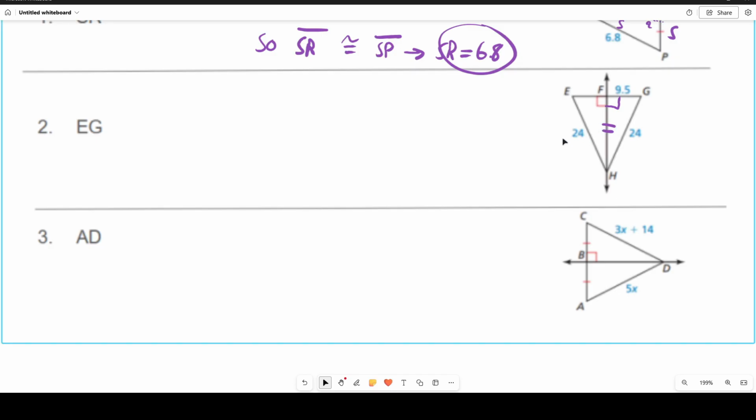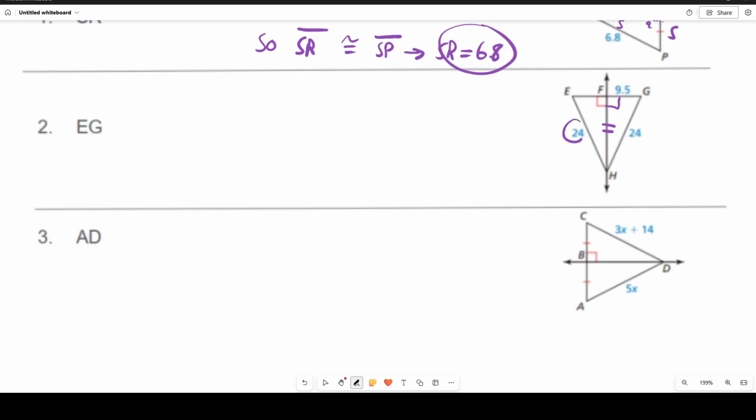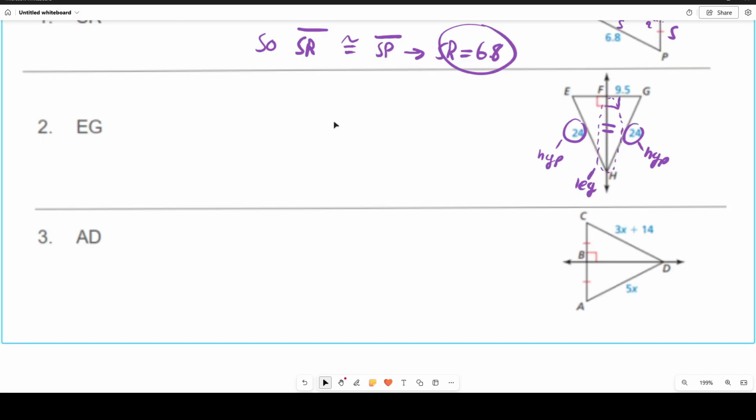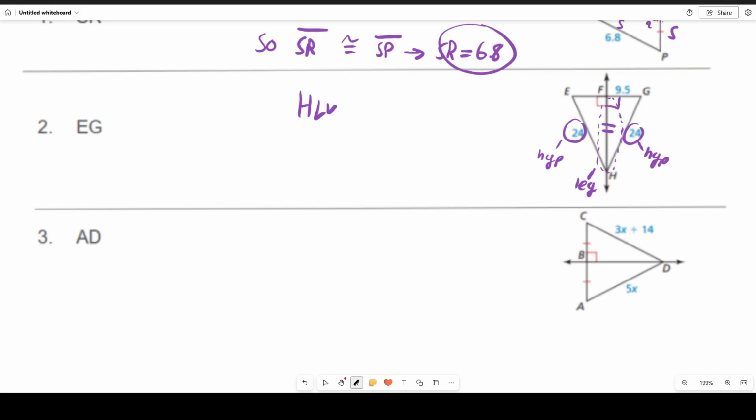If we use hypotenuse leg, do we have a matching hypotenuse? Yes, a matching hypotenuse here and a matching hypotenuse here. Do we have a matching leg? Yes, this right here, HF, is our matching leg. So we do have hypotenuse leg. We can stop right there and say, yep, hypotenuse leg, those triangles are the same. We can stop right there for proving the triangles are the same, but have we solved the actual problem?